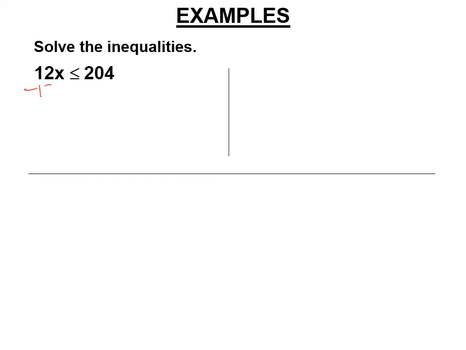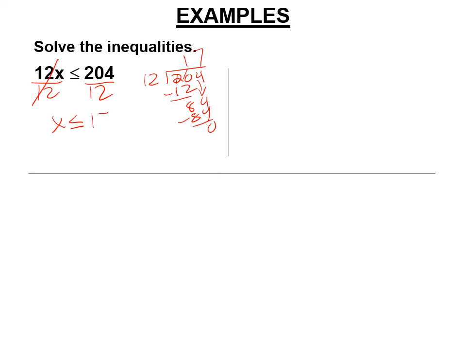X is being multiplied by 12, so you divide by 12. Right? So here maybe some side work is required. 12 into 20 goes once. Bring down the 4. 12 into 84 is 7. So x is less than or equal to 17.